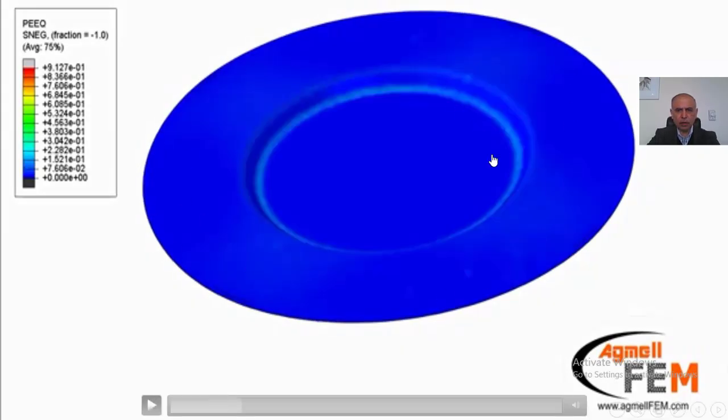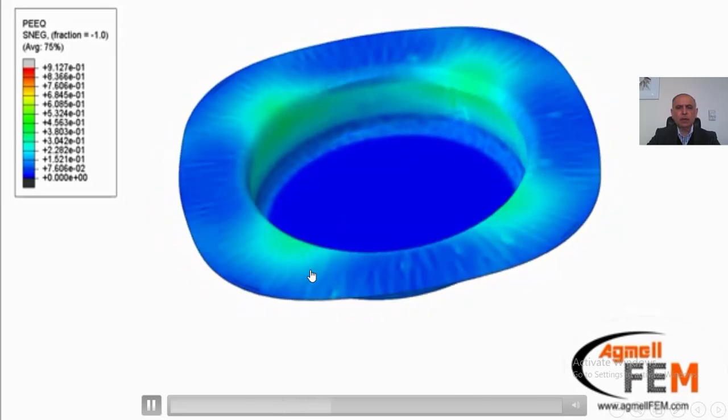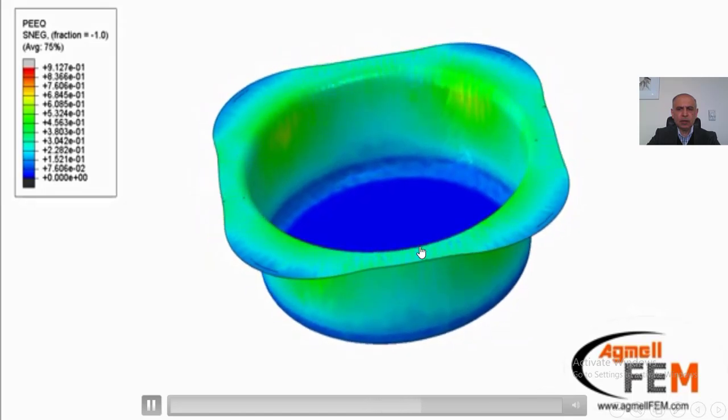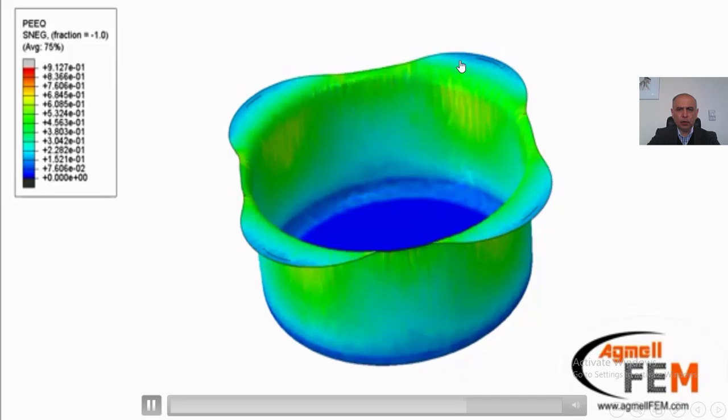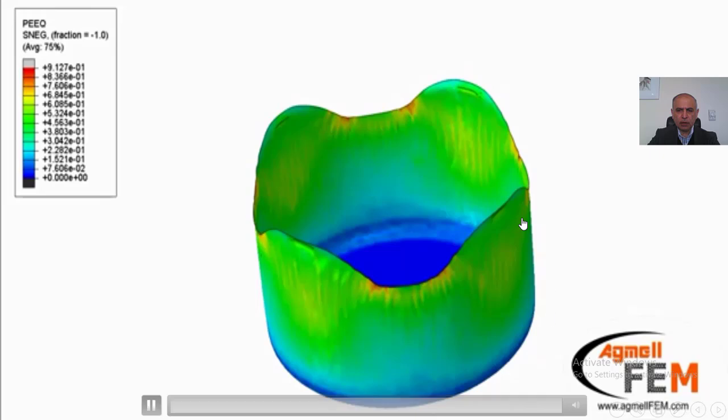This is a circular sheet. We have shown it on an inclined plane, and this is the drawing that we are doing. As you can see, the edges of the sheet metal deform differently. And finally, when the cup is formed, we have this kind of behavior. Let's have a look again.